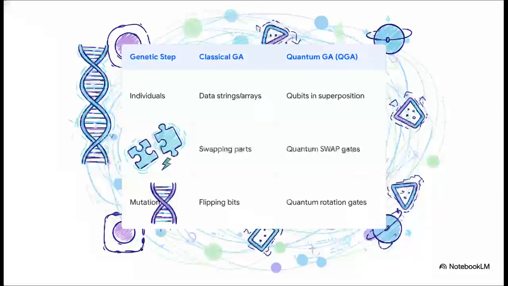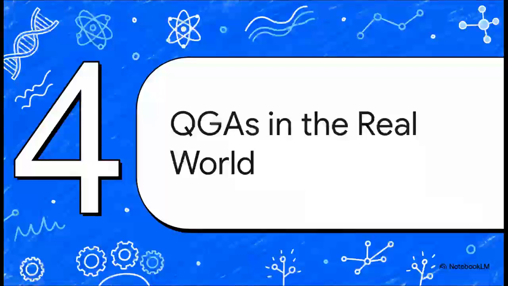The individuals in your population aren't just strings of data anymore, they're qubits in superposition, holding way more possibilities. Crossover isn't just swapping bits of code. Now you're using quantum gates that can entangle solutions in new and complex ways. And mutation? Forget just randomly flipping a 0 to a 1. Now you can use quantum rotation gates to make these subtle, controlled nudges to a qubit state, exploring the possible answers much more finely.